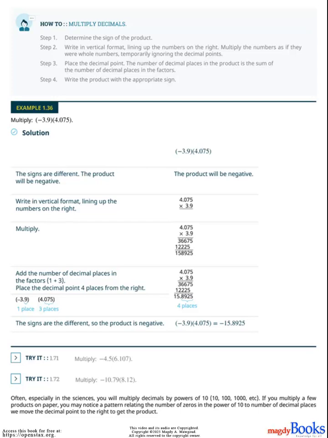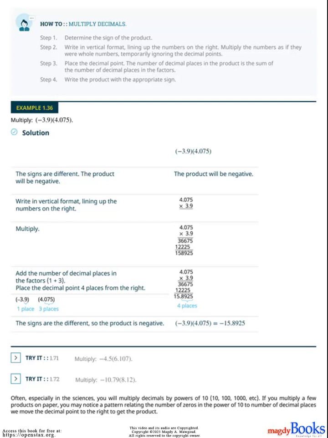Place the decimal point 4 places from the right, giving 15.8925. (-3.9) has 1 place. (4.075) has 3 places. The signs are different, so the product is negative.